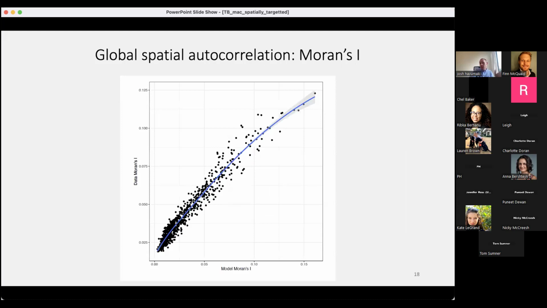I should say that these two are not in a one-to-one correspondence, although they're pretty closely correlated. The R-squared value was 95%. So essentially, we felt like we were able to recreate this autocorrelation in the spatial data with the array of parameter sets that we resampled.